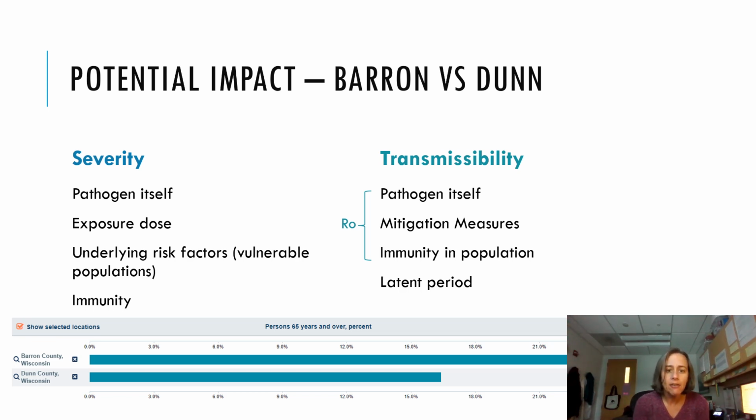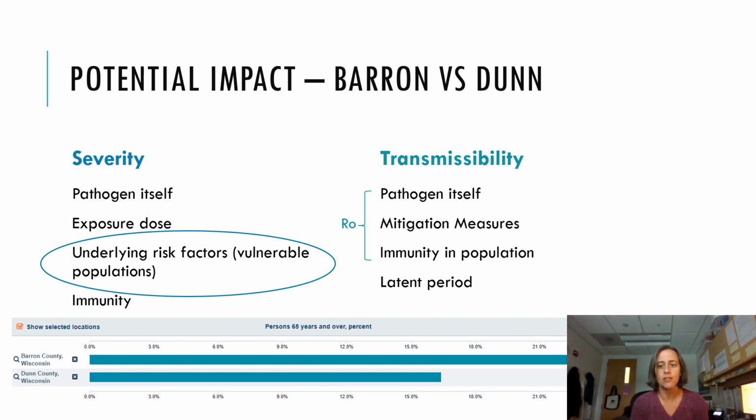In Dunn County, it's about, I think, 16, 17%. So a significant difference in the ages of the population. So the difference that we saw in the outcomes is due to difference in severity, primarily due to those underlying risk factors, that older age that we see in Barron County.